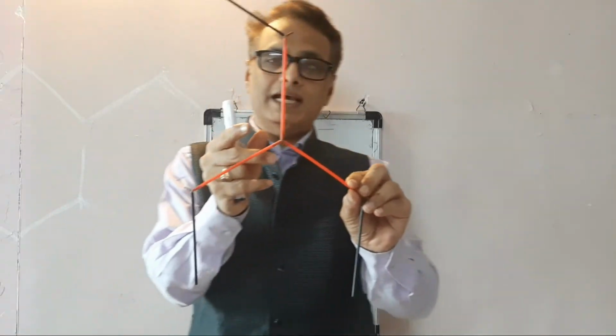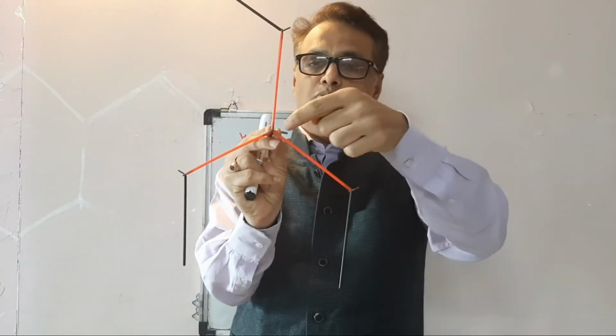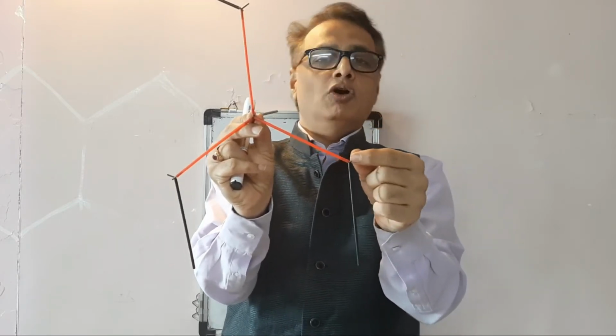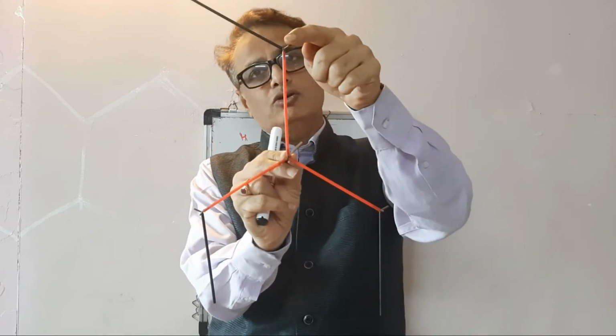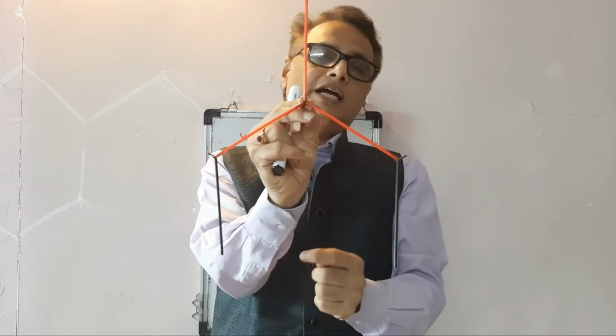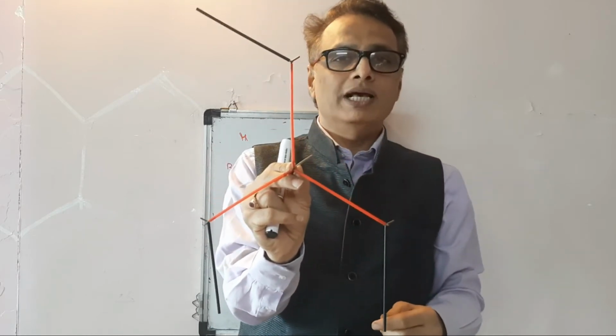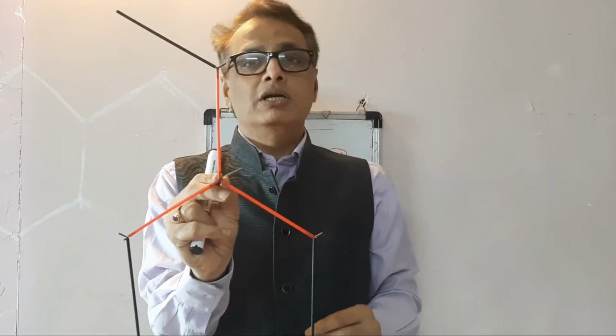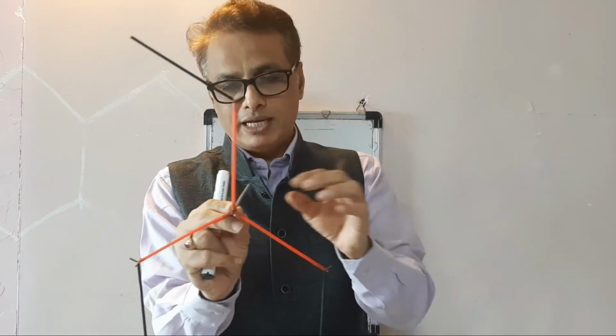This is our boric acid. Boron is placed here. This is oxygen and this is hydrogen. This is the second oxygen and this is the second hydrogen. This is the third oxygen and this is the third hydrogen. So this is known as H3BO3, or boric acid. So let's find out the symmetry elements possessed by boric acid.